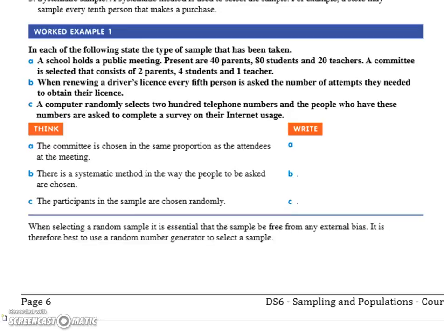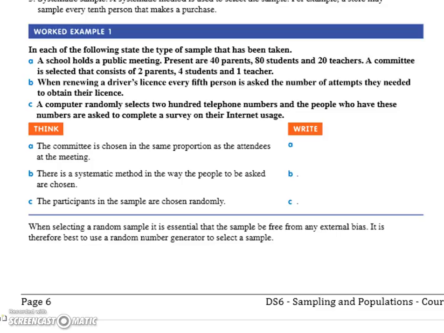Okay, so this first example, we're looking at different types of sampling. In each of the following, state the type of sample that has been taken. Should be pretty straightforward. A school holds a public meeting. Present are 40 parents, 80 students, and 20 teachers. They set up a committee that consists of 2 parents, 4 students, and 1 teacher. What sort of sampling?